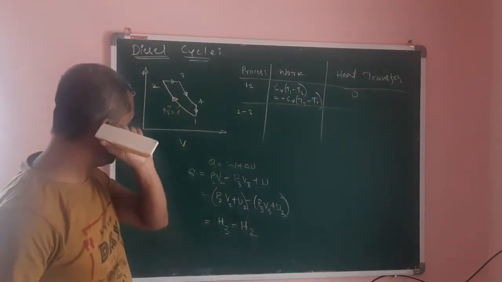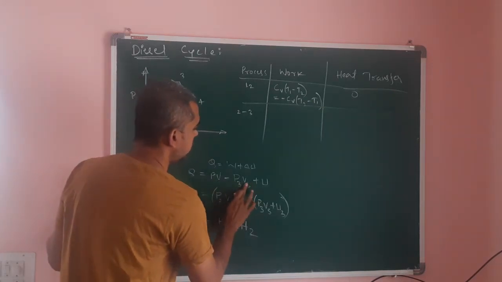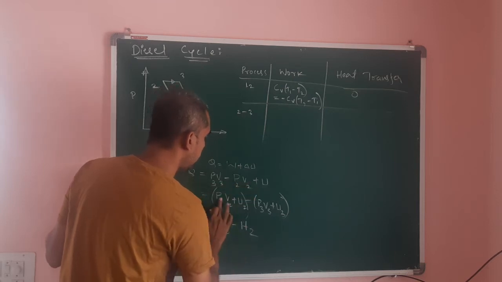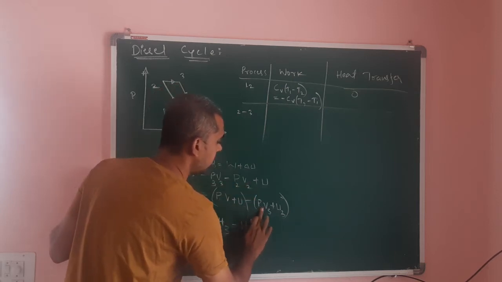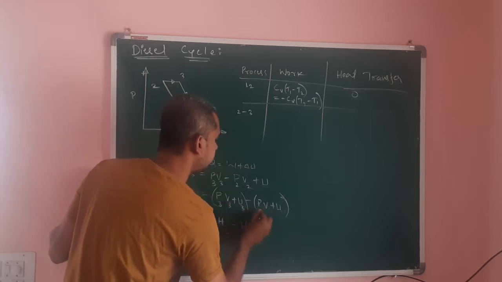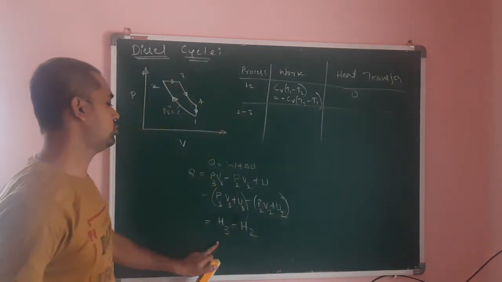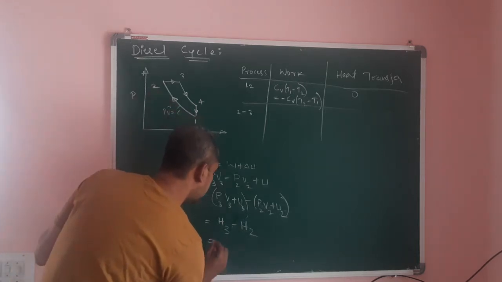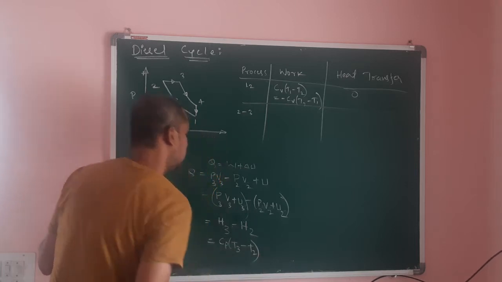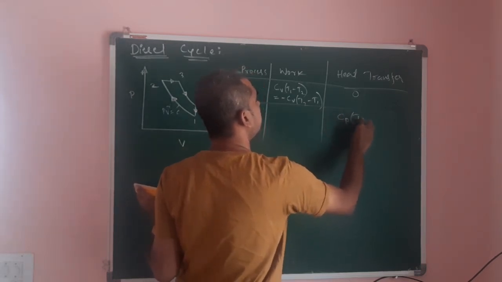H3 minus H2. Heat transfer will be equal to, for the process, P3 V3 minus P2 V2. This should be equal to P3 V3 minus P2 V2. Therefore, here it will be P3 minus P2 V2. Then it will be H3 minus H2, which can be given as Cp into T3 minus T2. That I will write: heat transfer equal to Cp (T3 minus T2).